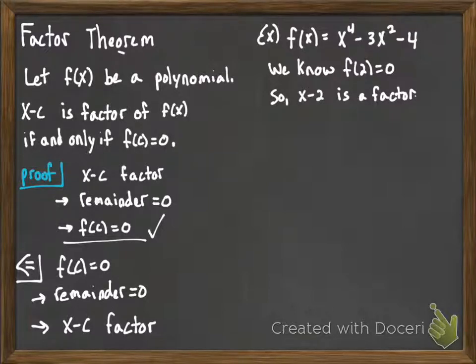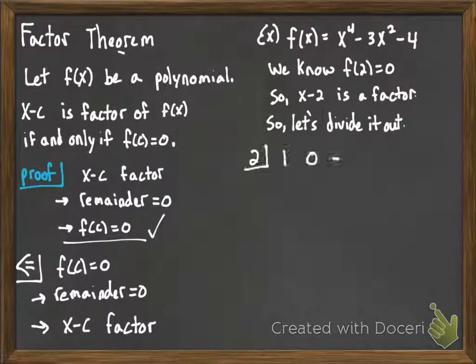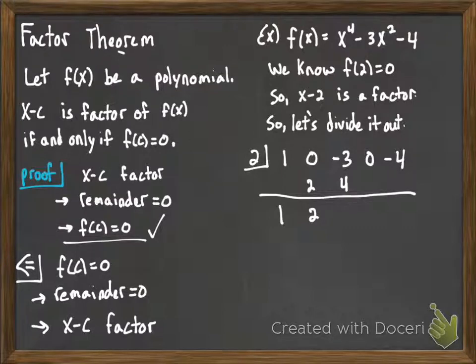Currently we're dealing with a fourth degree polynomial. Most fourth degree polynomials cannot be factored very easily or solved by factoring. So knowing that x minus 2 is a factor, we can now use synthetic division to divide it out. And so we do that. Remember, in synthetic division we bring down the 1. 2 and 1 would be 2. 0 and 2 is 2. 2 times 2 is 4. Negative 3 plus 4 is 1.